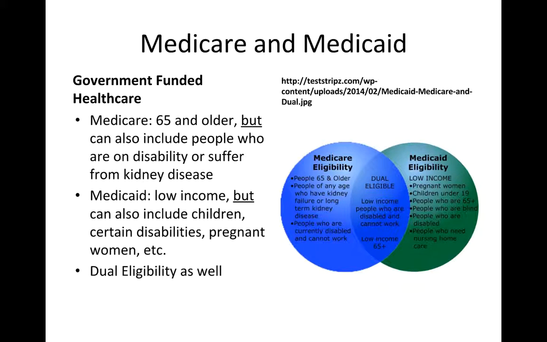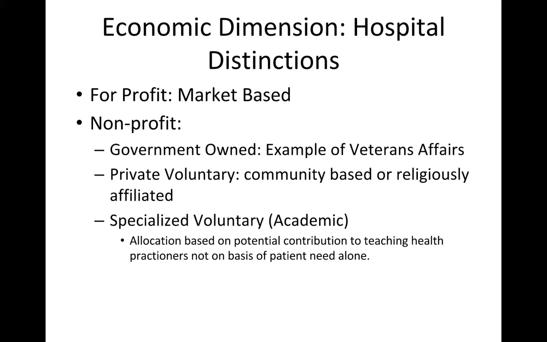And as the Venn diagram shows, there's also dual eligibility as well. So sometimes people will, when we talk about healthcare, talk about the dangers of socialized medicine, but really Medicare and Medicaid are examples of government-funded socialized medicine that we have in place now. Other economic dimensions also include sources of funding.